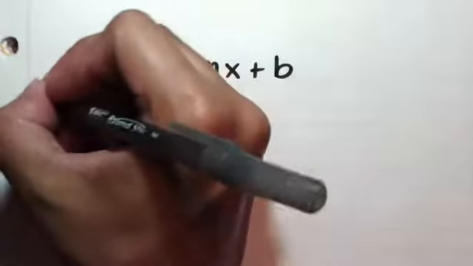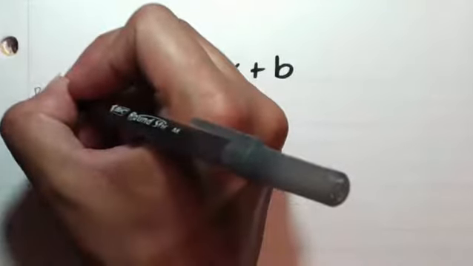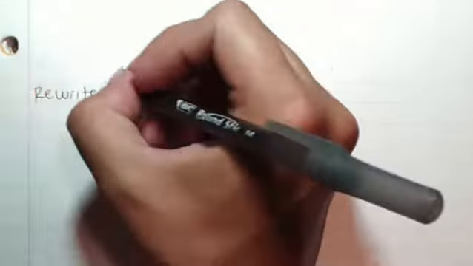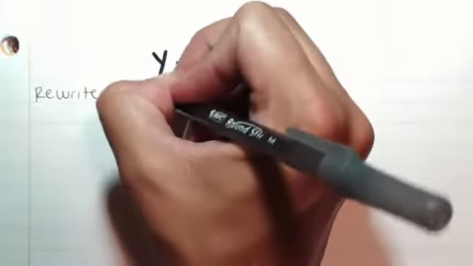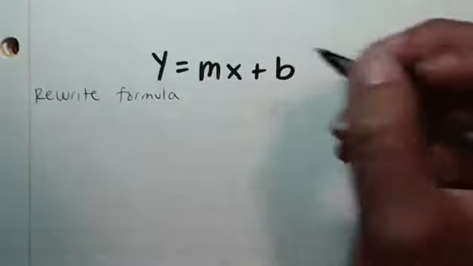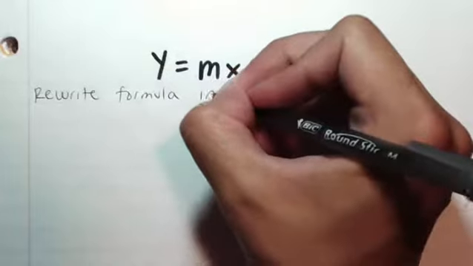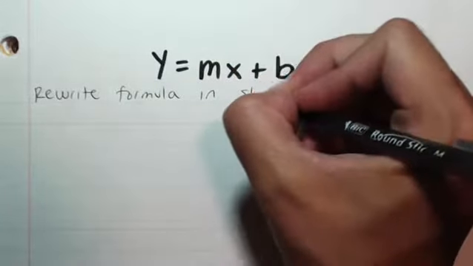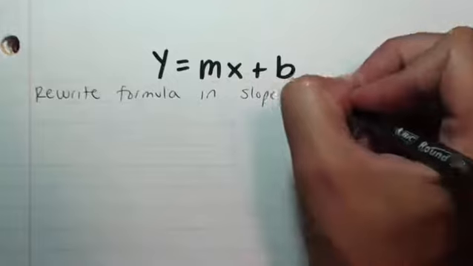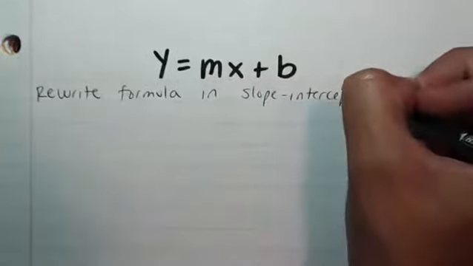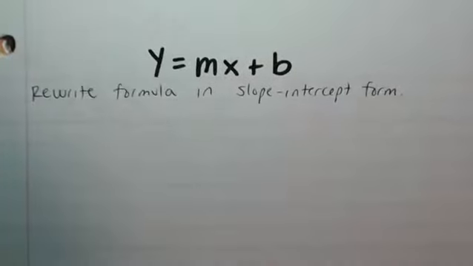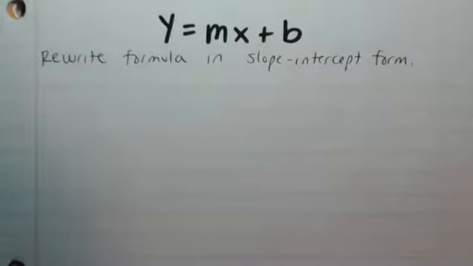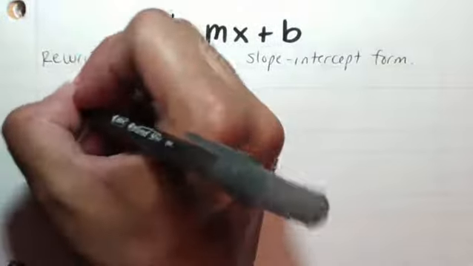And what we're going to do is rewrite whatever formula I give you. In this case, it'll be two standard form formulas in slope-intercept form. So let's start off with the first one.